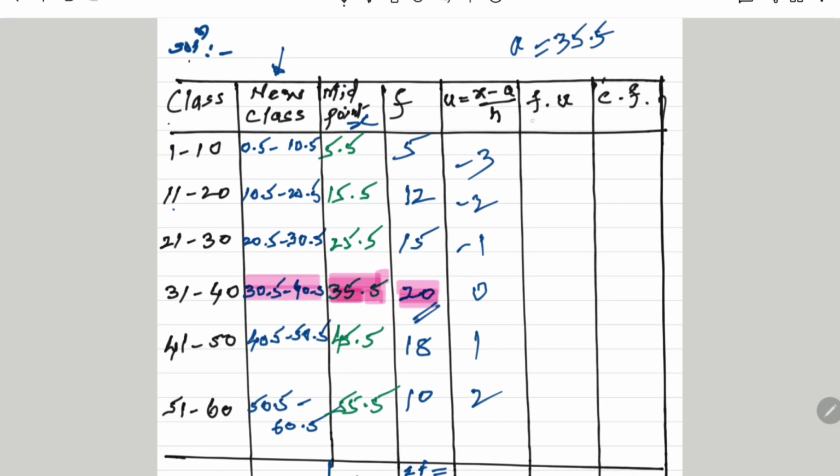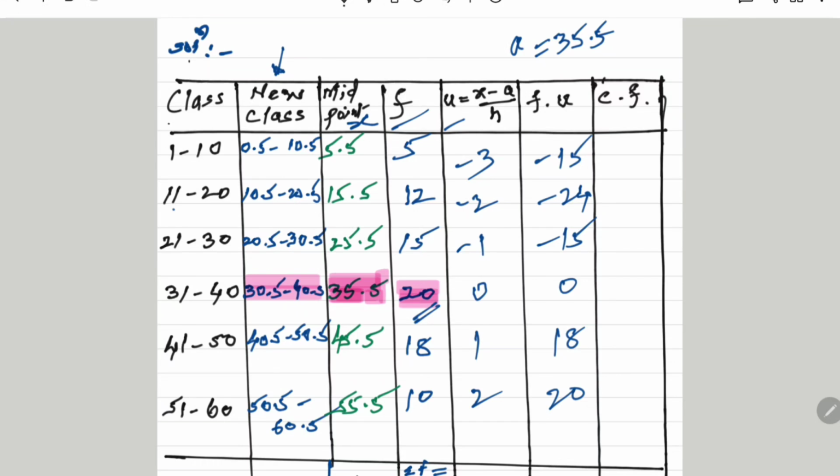We find out the product of f into u. Therefore, this is the column of f and this is the column of u. Therefore, the product of 5 into minus 3, we get minus 15, minus 24, minus 15, next 0, 18 into 1 we get 18, and 10 into 2 is 20.